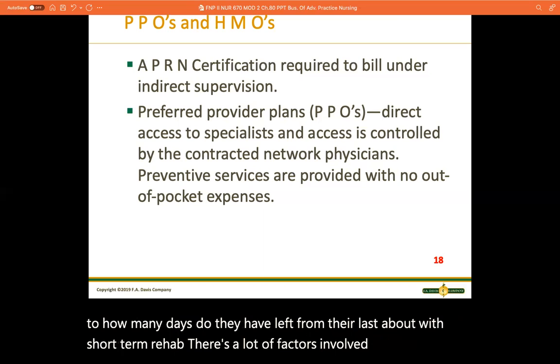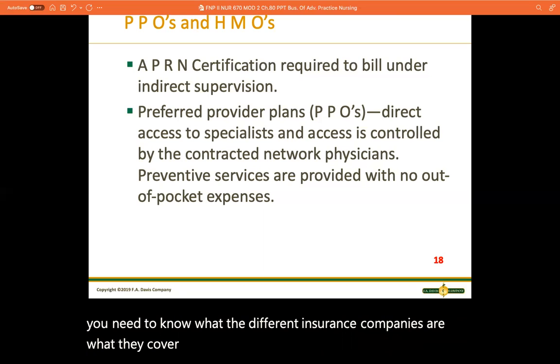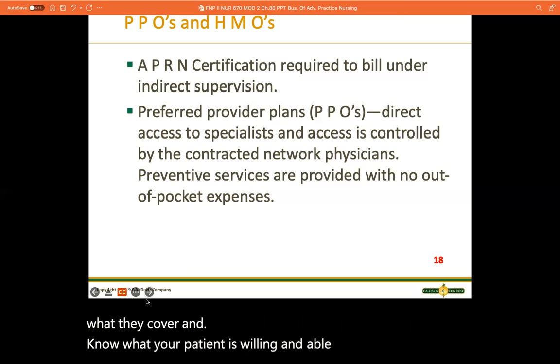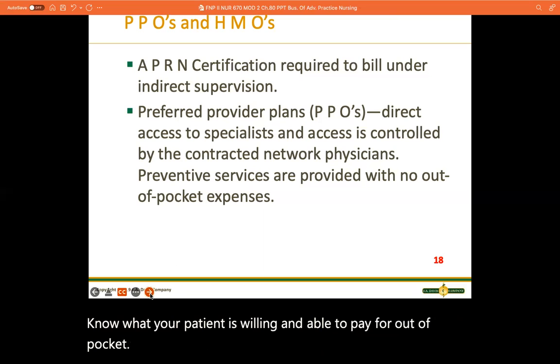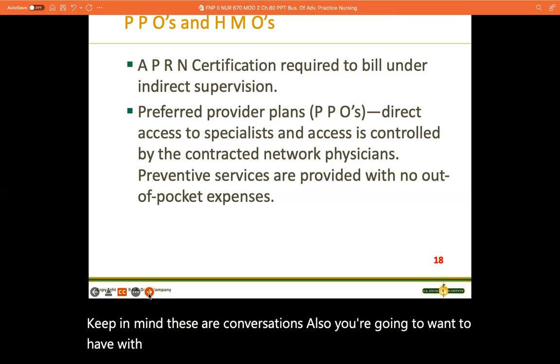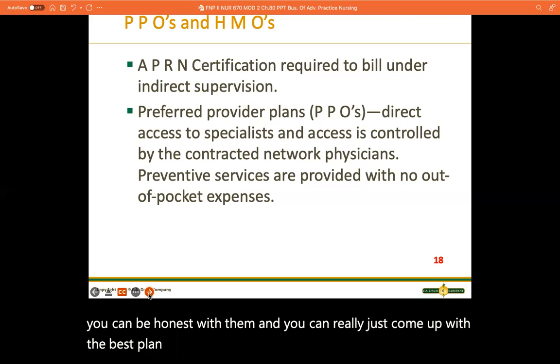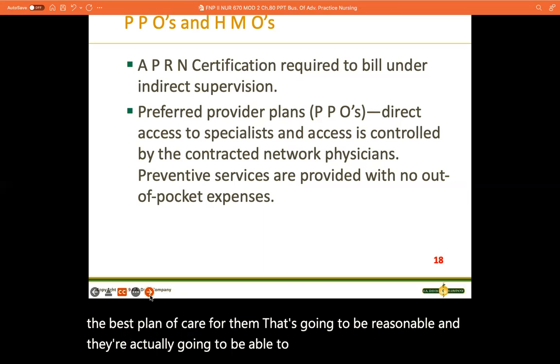So just be aware, you need to know what the different insurance companies are, what they cover, and what your patient is willing and able to pay for out of pocket. Keep in mind, these are conversations also you're going to want to have with your patient. You want them to be honest with you so you can be honest with them, and you can really just come up with the best plan of care for them that's going to be reasonable and they're actually going to be able to follow through with in terms of their financial abilities.